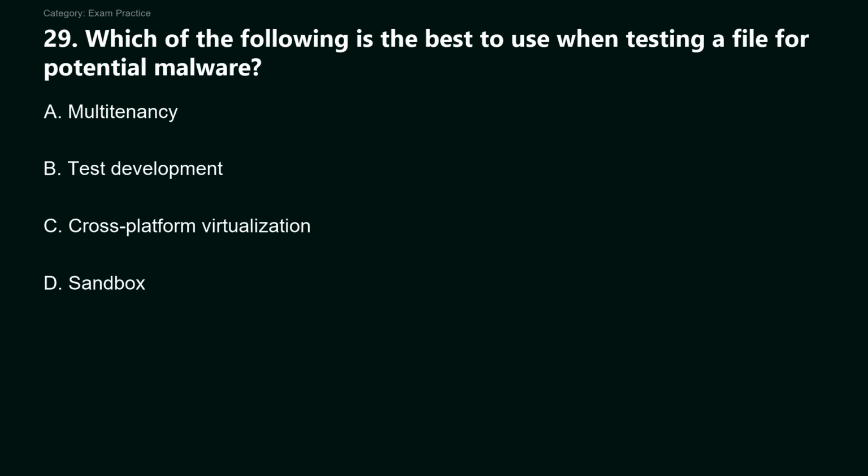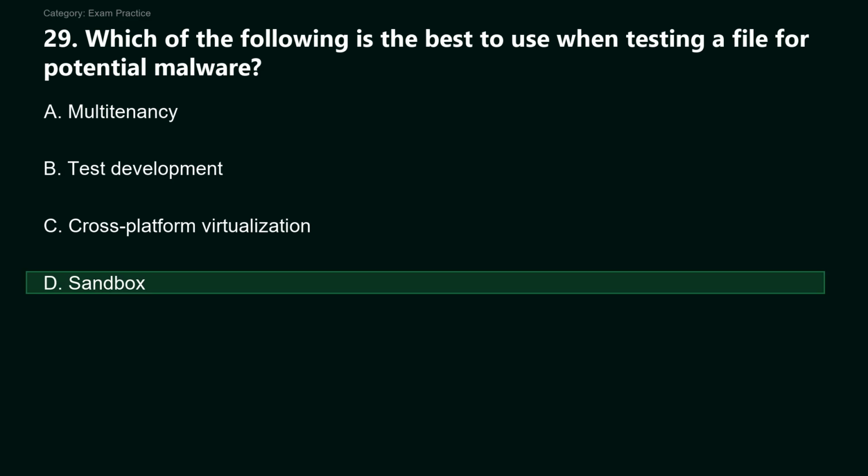Question 29. Which of the following is the best to use when testing a file for potential malware? Option A, multi-tenancy. Option B, test development. Option C, cross-platform virtualization. Option D, sandbox. The correct answer is option D, sandbox.